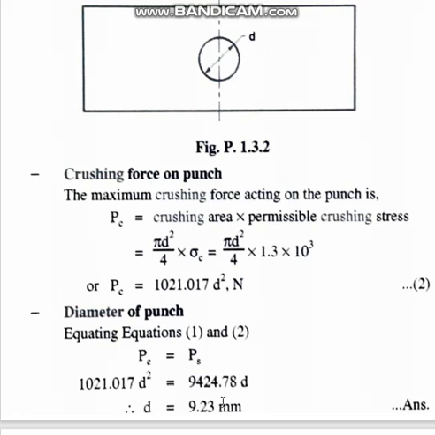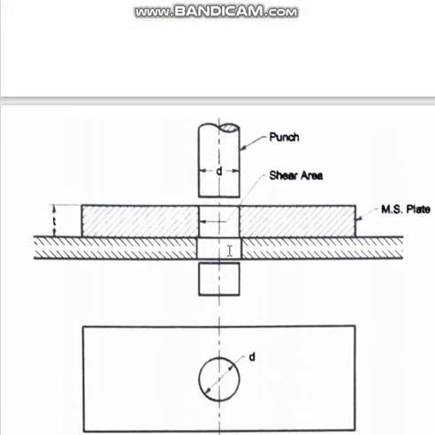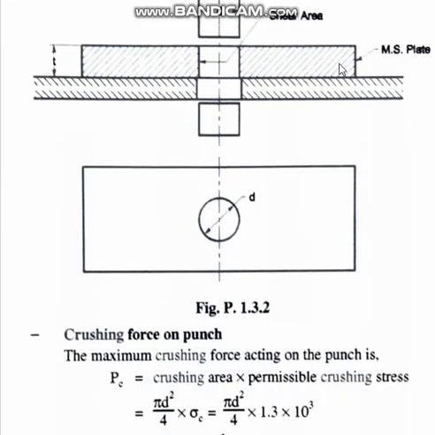diameter. So what you have done is you have found out the maximum crushing stress that this can withstand, and the maximum crushing force that this can withstand. Then for this, what is the maximum shear load that it can withstand, and we are equating those two and finding out the diameter. That is how you have to solve this problem.